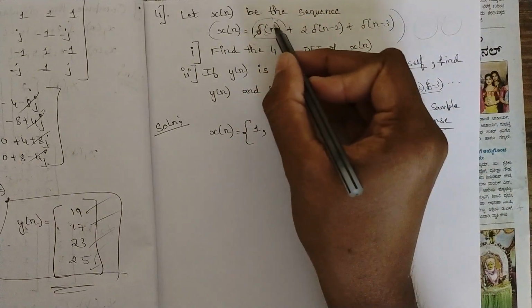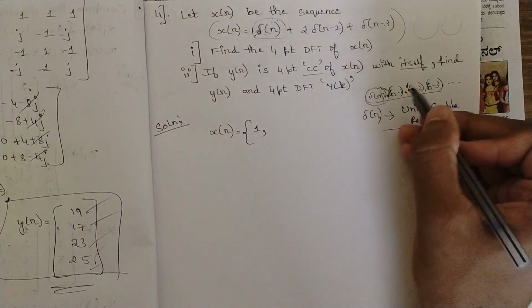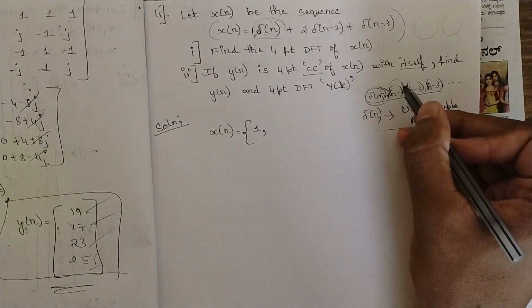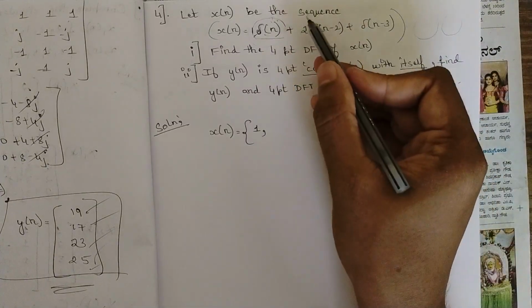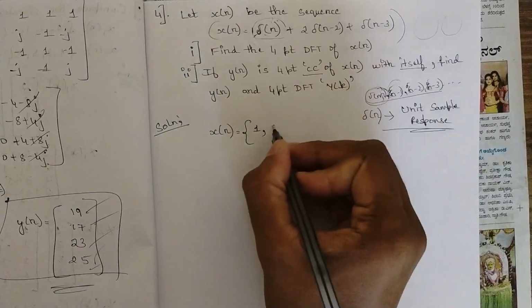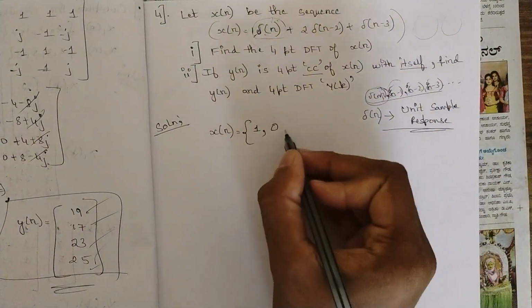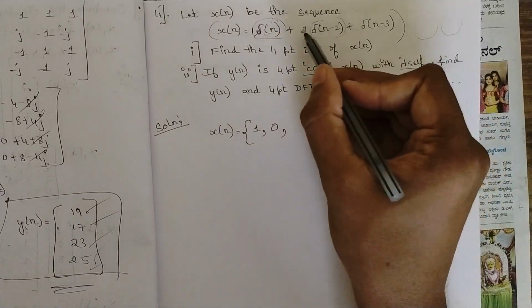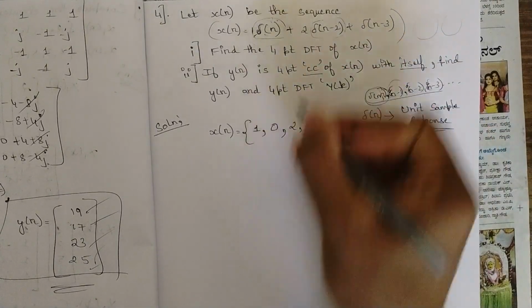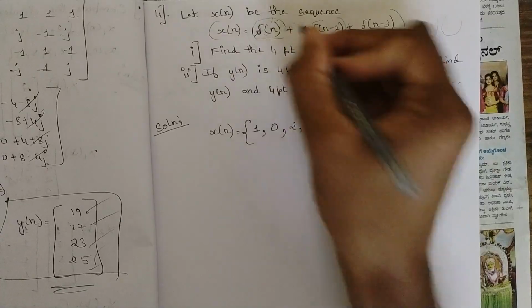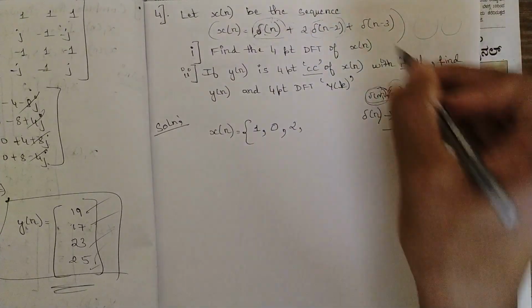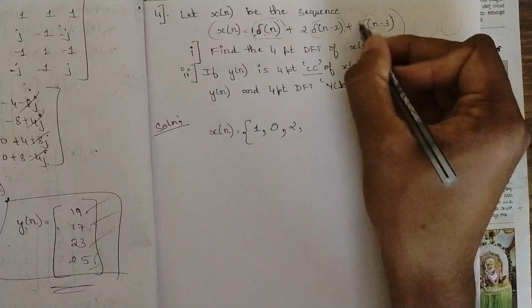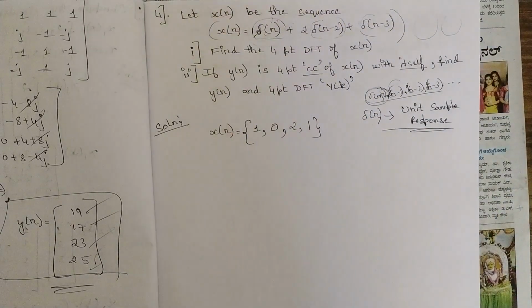So here after delta of n, we know that in the sequence the next term would be delta of n minus 1, but we don't have any term delta of n minus 1 here, so that's why its coefficient would be 0, comma. Next term is delta of n minus 2, its coefficient is 2, plus 2, so here we have a plus sign, so plus 2. Then in the next order we have delta of n minus 3, its coefficient is plus 1.